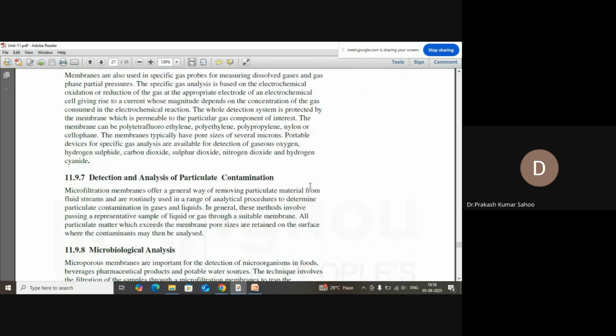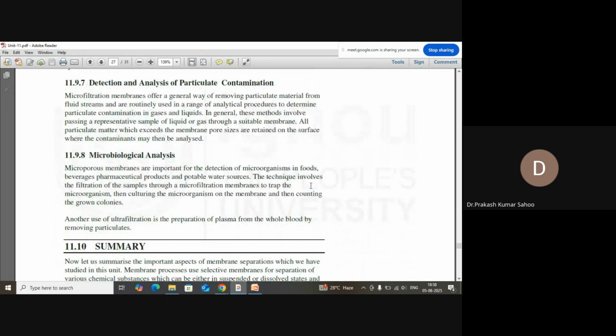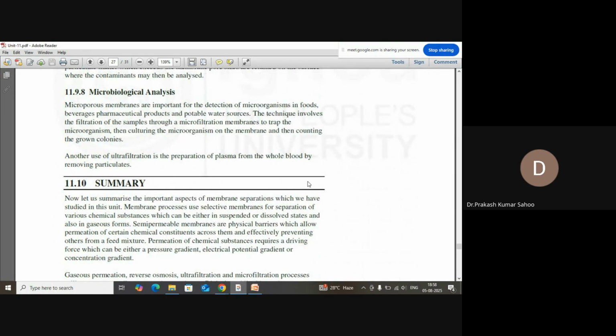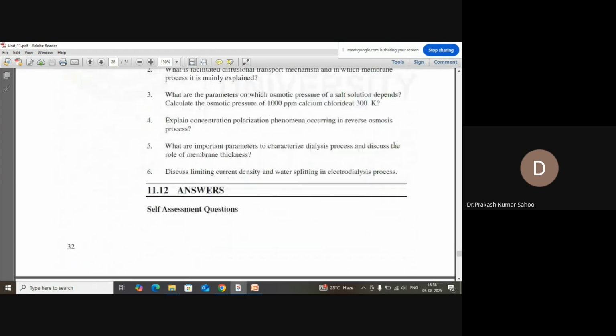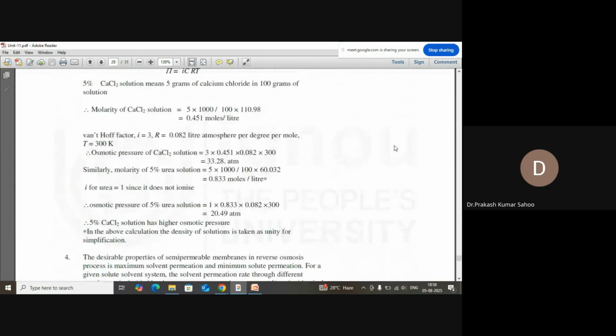So specific gas probe, detection and analysis of particulate contaminations. These are all applications. Microbiological application, that is, microporous membranes are important for the detection of microorganisms in foods, beverages, pharmaceutical products and potable water sources. So this is the overall discussion on membrane separation.